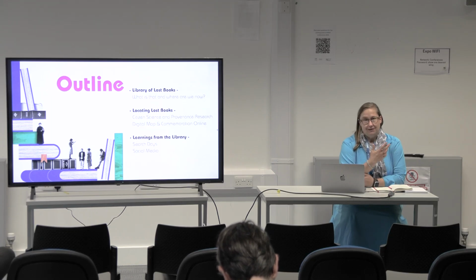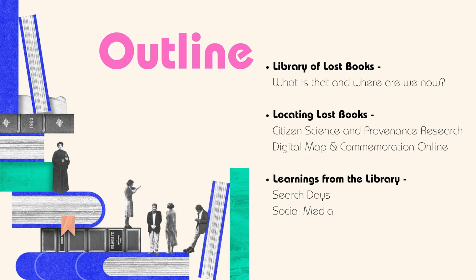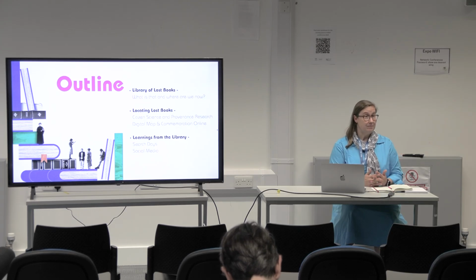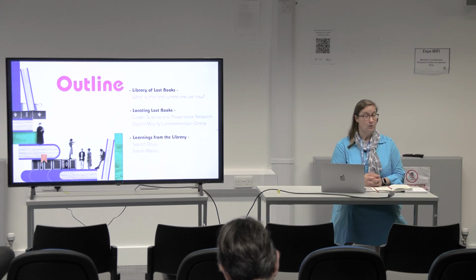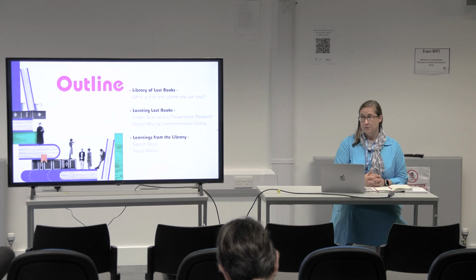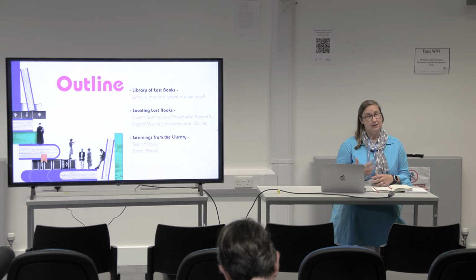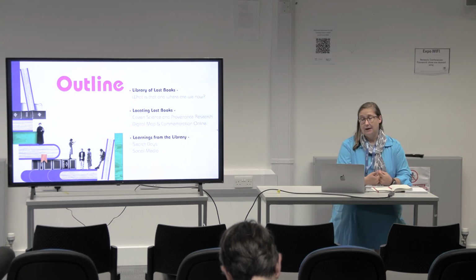I would like to explain first what the Library of Lost Books is, where we are now, and how we're locating lost books, looking at citizen science and provenance research, and how we're trying to create a digital map as a memorial to a Nazi-looted library, the Library of the Higher Institute for Jewish Studies, or in German, the Hochschule für die Wissenschaft des Judentums, that existed between 1872 and 1942 when it was forcibly closed by the Nazis. At the heart of this digital monument and digital storytelling lies the library of that institution, which consisted of 60,000 works in Jewish studies that were stolen and dispersed after 1945.